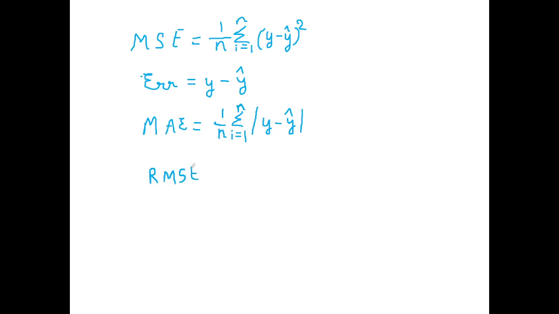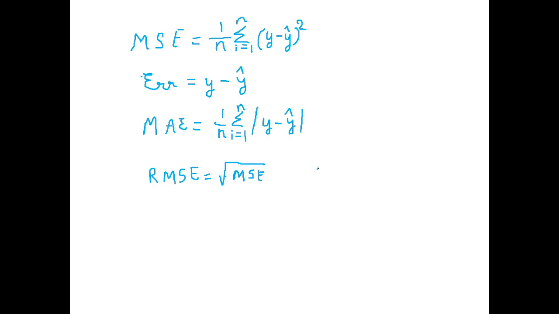RMSE, so root mean square error. Very simple, what I need to do is just take the square root of the mean square error. That's it. Sometimes the value of MSE is very large, so we can go for RMSE, which is nothing but the square root of MSE.